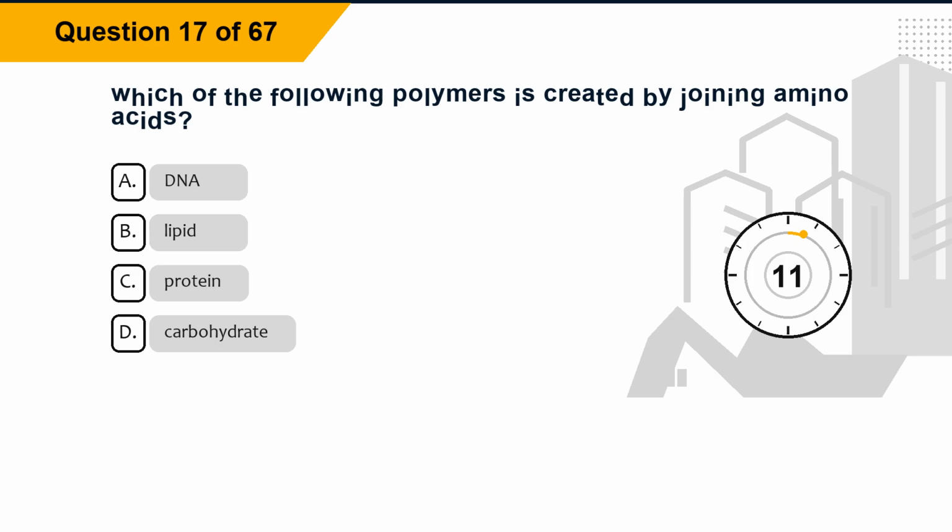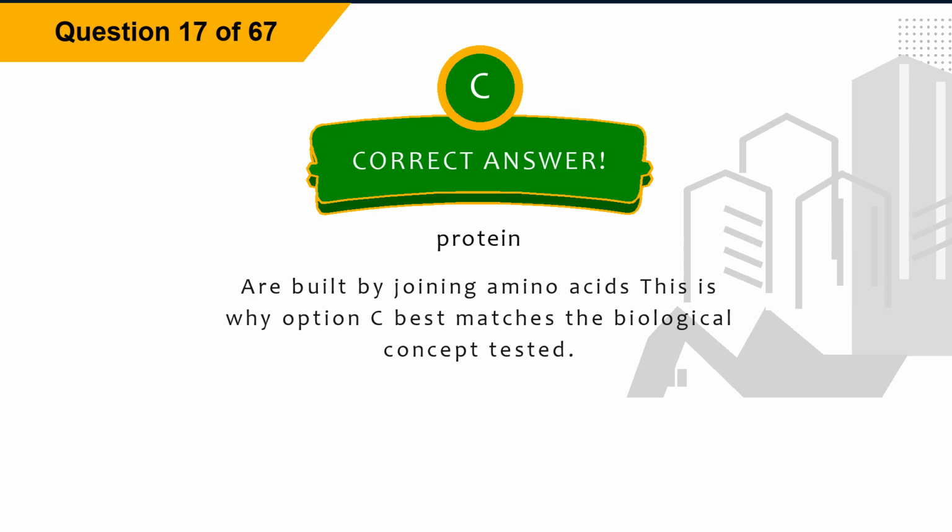Question 17. Which of the following polymers is created by joining amino acids? Option A, DNA. Option B, lipid. Option C, protein. Option D, carbohydrate. The correct answer is option C, protein. Explanation. Proteins are built by joining amino acids. This is why option C best matches the biological concept tested.